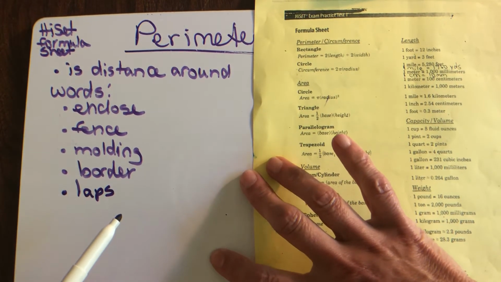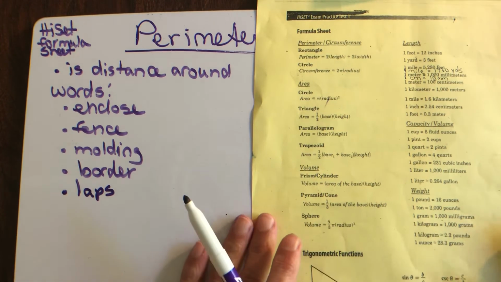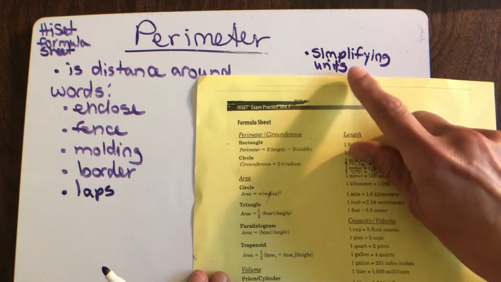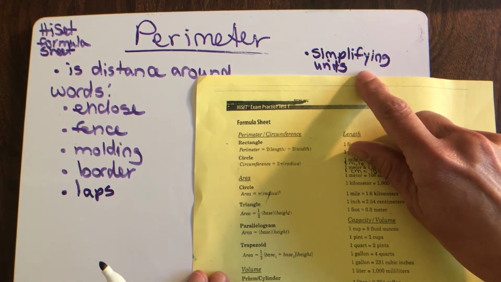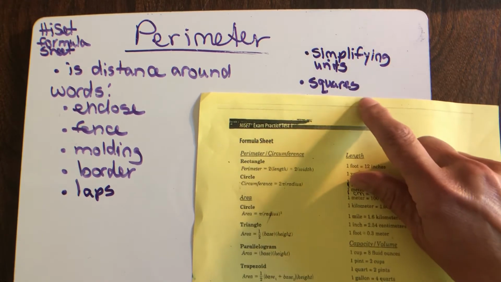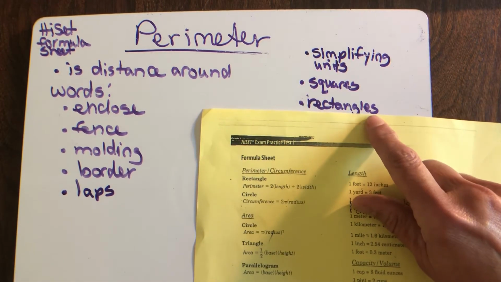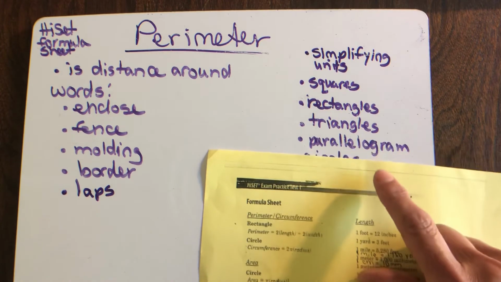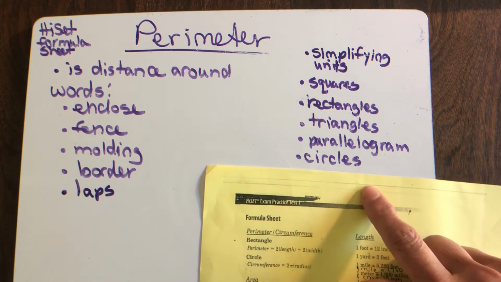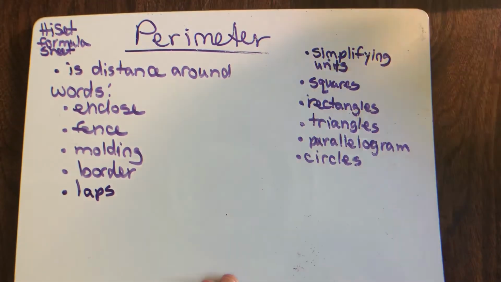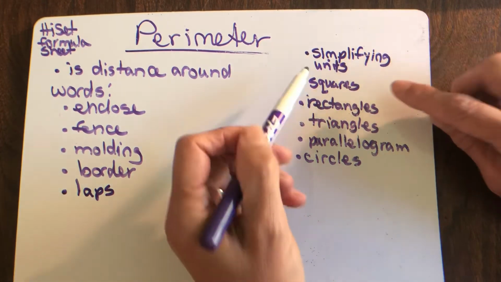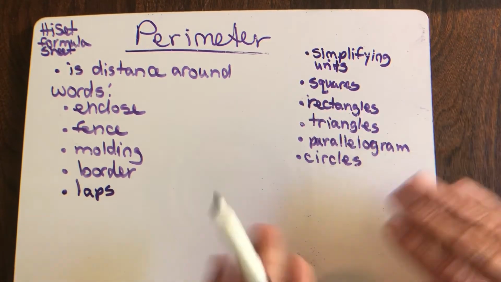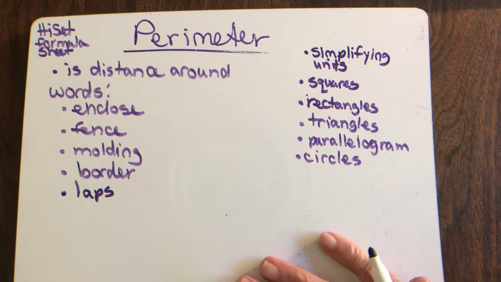So in our series of videos here, we're going to take perimeter just one at a time. We're going to talk about simplifying units with just kind of random shapes. Then we're going to go to squares and rectangles, triangles, parallelograms, and circles. So you can see there's lots of different shapes there. We're going to take each shape individually, practice it, and then put it all back together.